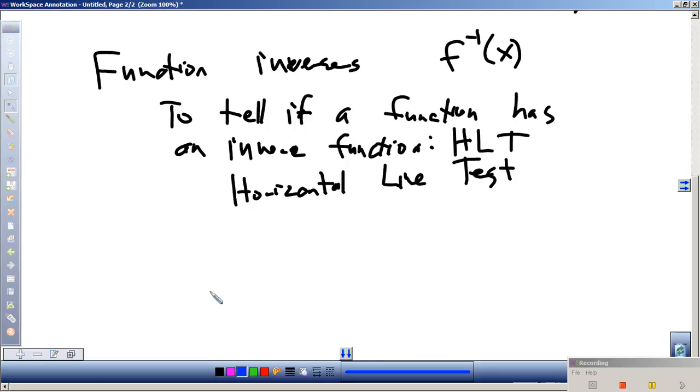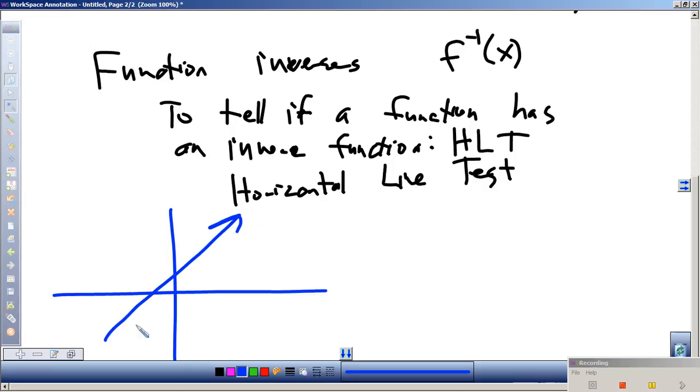So, for example, let's do a graph here. Is that a function? Yeah, we can tell that because it passes the vertical line test, right? Does it pass the horizontal line test? Which means that it also has an inverse function, or there's an inverse to this.